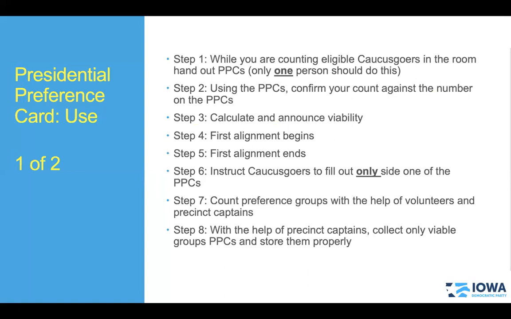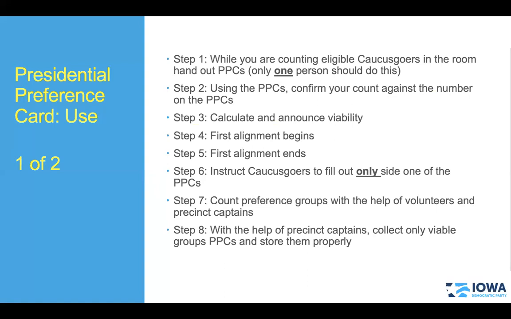So step one, when you are counting eligible caucus goers in the room, you will hand out presidential preference cards. Only one person should do this, and it should be you at this point, you would be the permanent chair of the caucus. And we are doing this because they are numbered. If you're handing them out in numbered order, you'll know exactly how many were handed out, and it'll match the count that you were doing as you were handing them out.